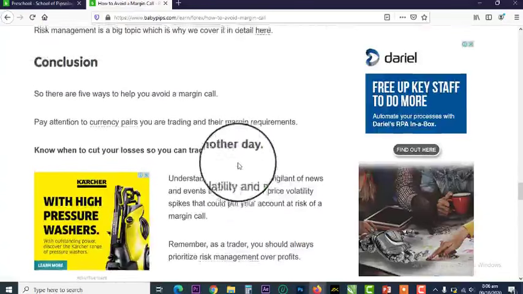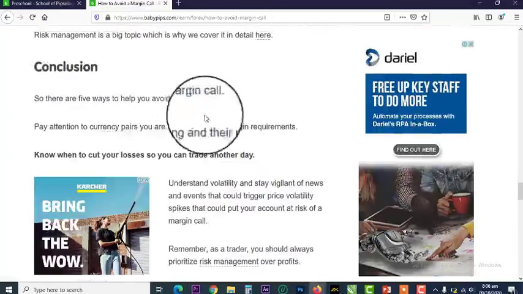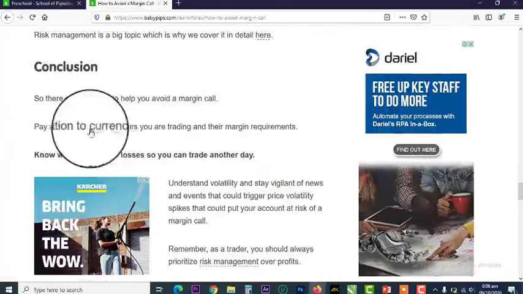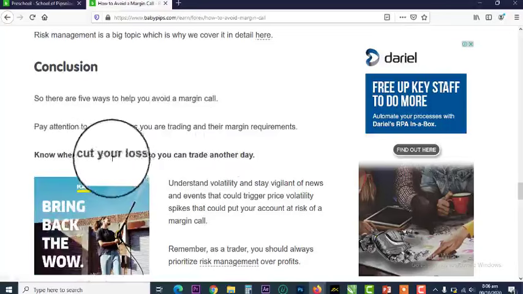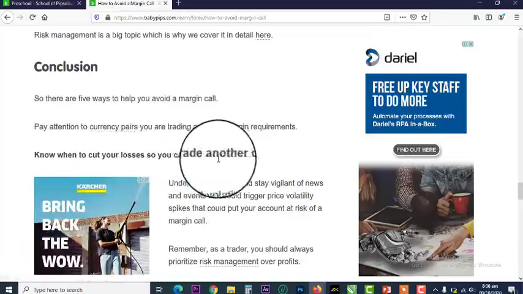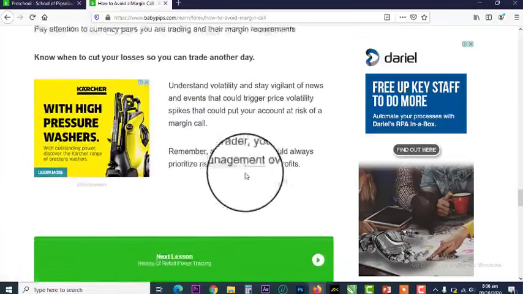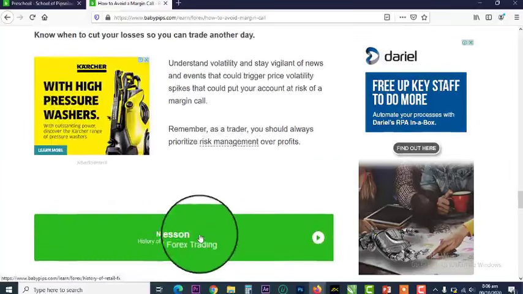So, in conclusion, there are 5 ways to avoid margin call. Pay attention to currency pairs you are trading and their margin requirements. Know when to cut your losses so you can trade another day. Know when to exit the trade. Use proper risk management.